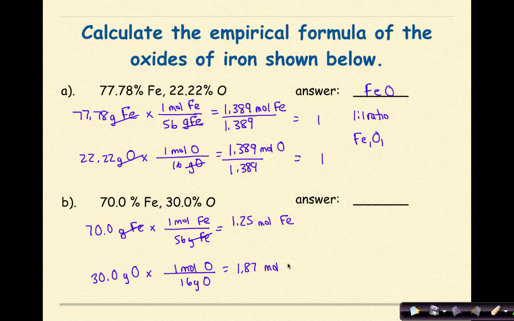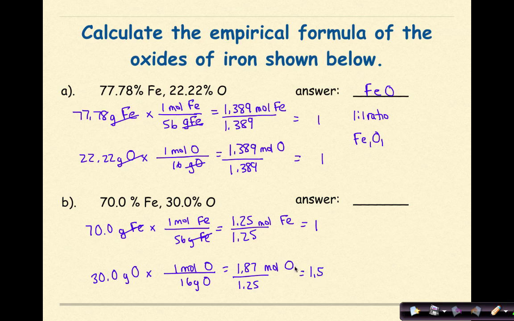1.87 moles of oxygen. All right, so now I'm on step 3. I need to look at these two numbers and say, okay, which one is smaller? And if you said 1.25, you're correct. So I'm going to divide this by itself, 1.25. I'm going to divide the bottom one by 1.25. So this is going to be worked out to be 1. And this is going to work out to be, oh no, 1.5.